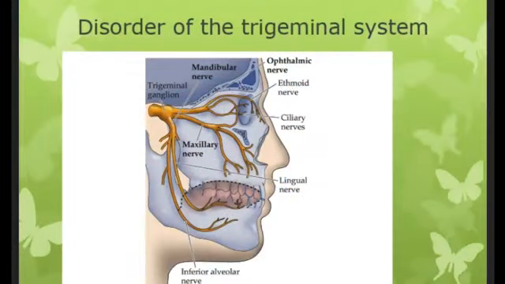Now we finish neuroophthalmology. We start now with disorders of the trigeminal system. If you take a look at this figure, you see the trigeminal nerve and its 3 branches: the ophthalmic division called V1, the maxillary division V2, and the third division V3.